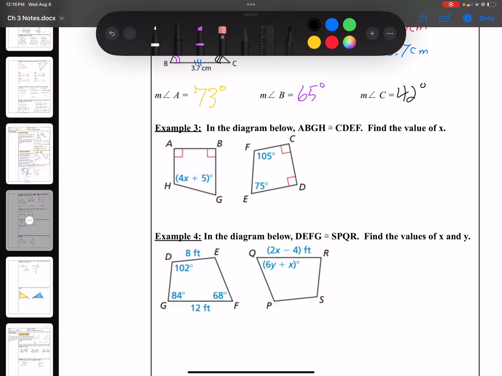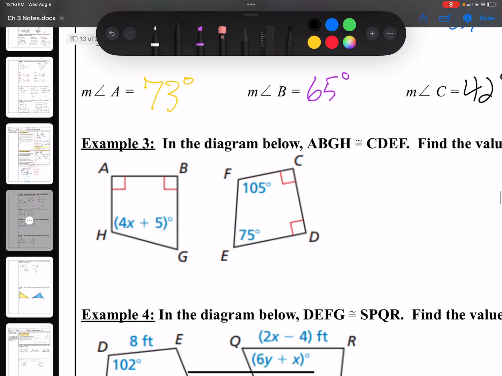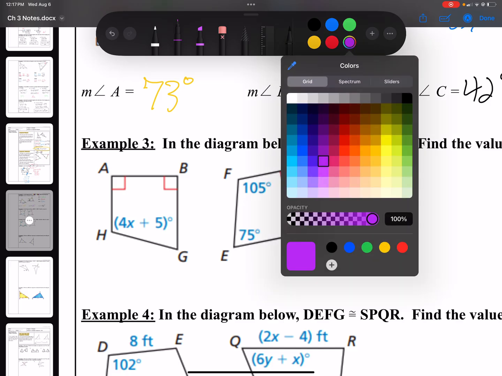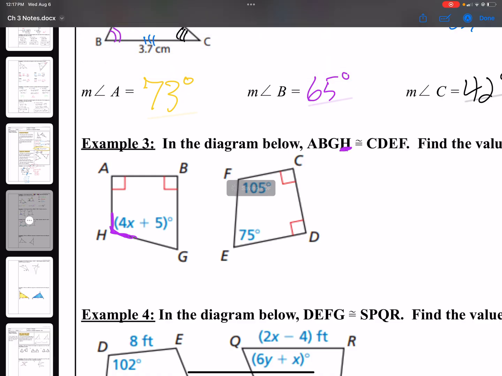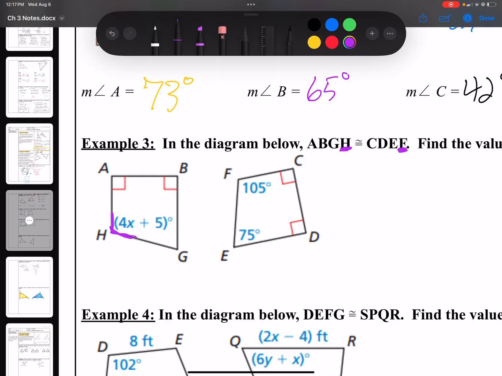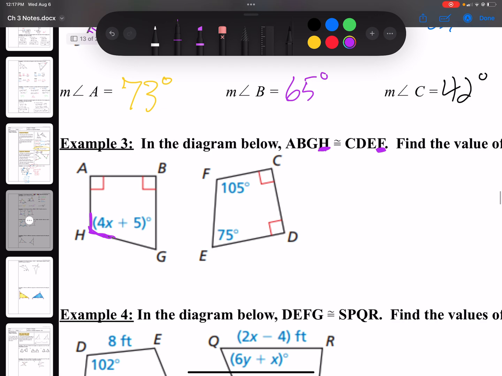Okay, in the diagram below, we know ABGH is congruent to CDEF. Find the value of x. Okay, well, x is a part of angle H. How do I know it's an angle? Because it's got a degree symbol, tucked in the corner. H is the last letter here. What's the last letter here? F. So I know that the measure of angle H has to be equal to the measure of angle F according to that congruence statement.